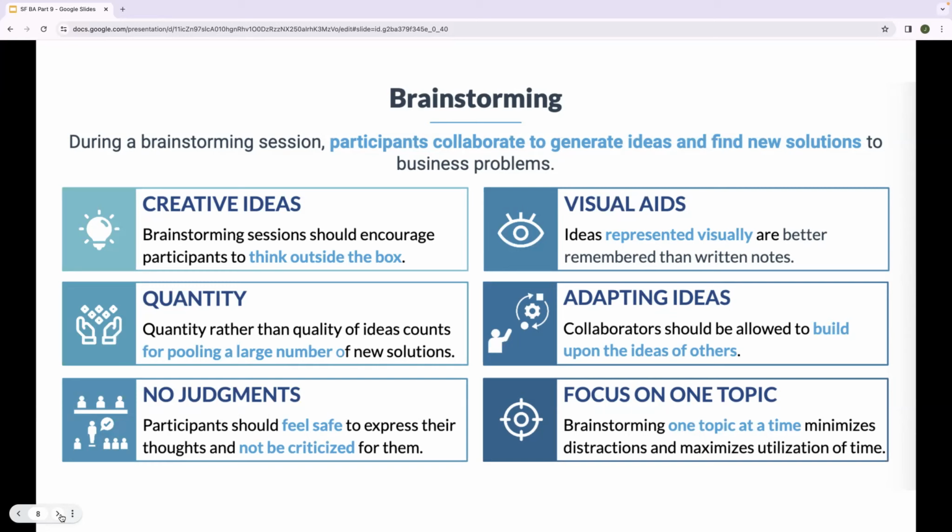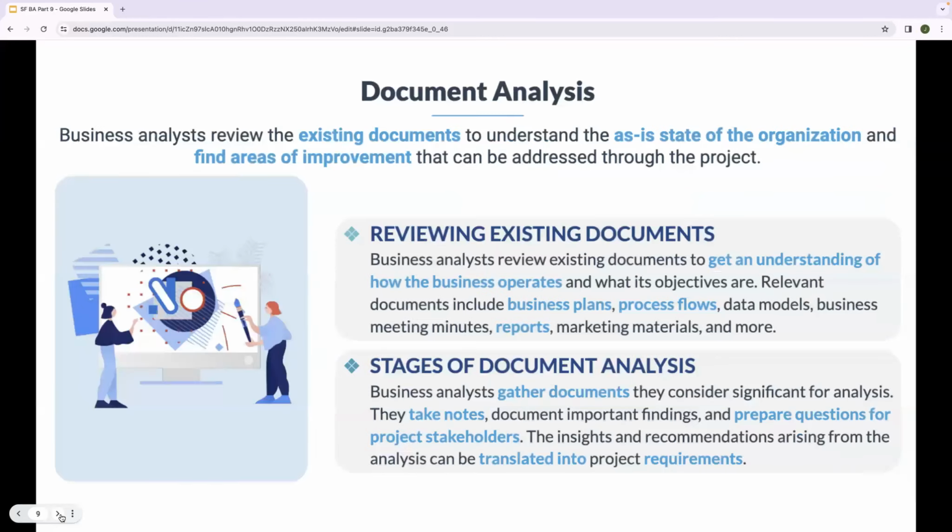Visual aids. Ideas represented visually are better remembered than written notes. Adapting ideas. Collaborators should be allowed to build upon the ideas of others. Focus on the topic. Brainstorming one topic at a time minimizes distraction and maximizes utilization of time.